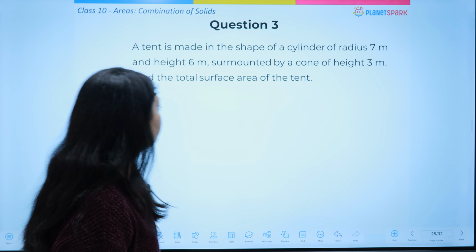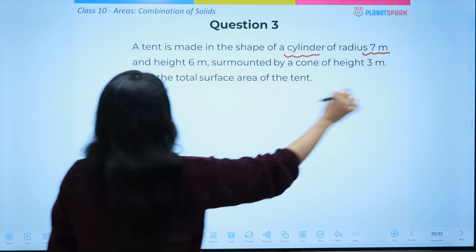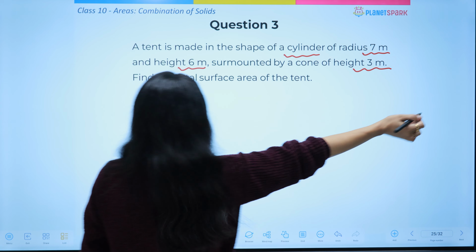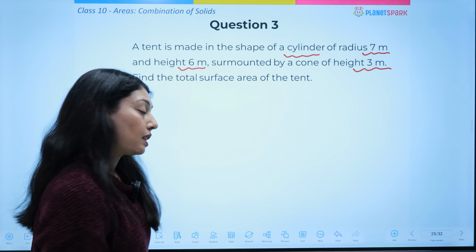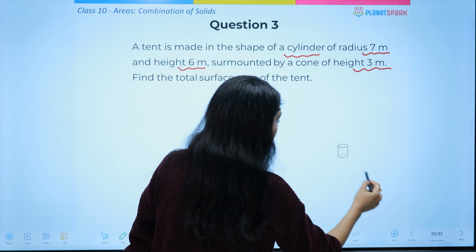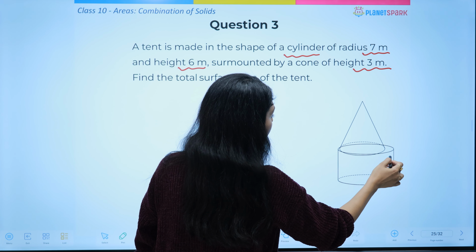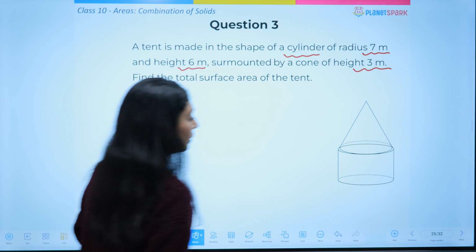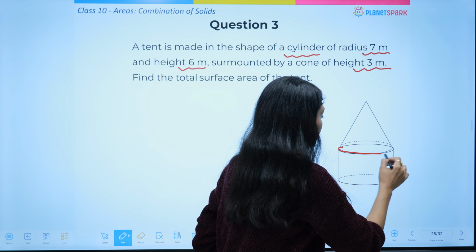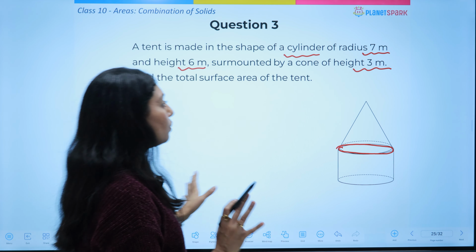Next question, everyone. A tent is made in the shape of a cylinder of radius 7 meter and height 6 meter, surmounted by a cone of height 3 meter. Find the total surface area of the tent. Now we have two shapes here. What are the shapes, everybody? We have a cylinder and on top of that we have a cone. Surmounted by a cone means on top of it the cone is there. The circular bases are coinciding there, so the bases that are touching or sticking to each other, we are not considering that.